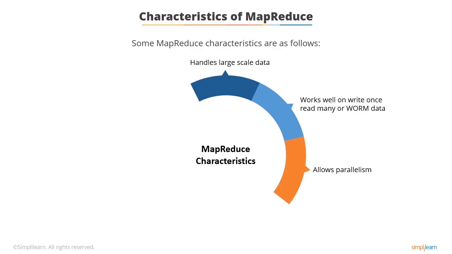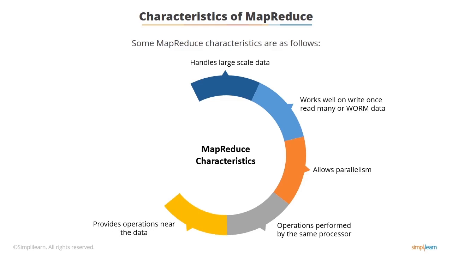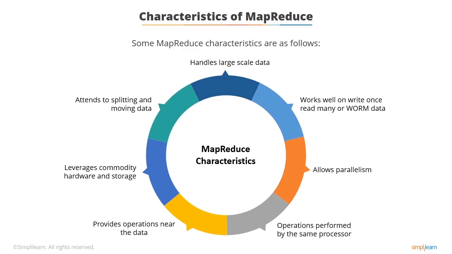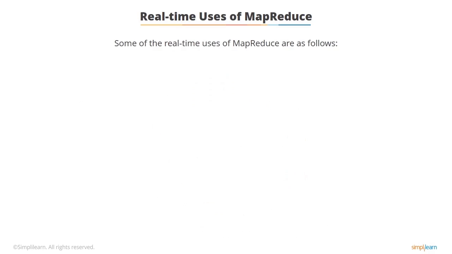MapReduce allows parallelism. The map and reduce operations are performed by the same processor. Operations are provisioned near the data as data locality is preferred. Commodity hardware and storage is leveraged in MapReduce. The runtime takes care of splitting and moving data for operations. Some of the real-time uses of MapReduce are as follows.